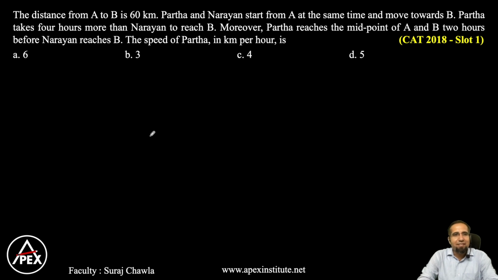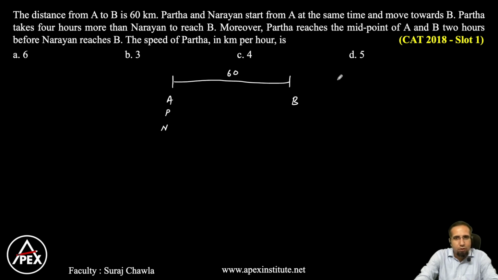Now, this question says the distance between A to B is 60 kilometers. So, let's understand it with the help of a number line. So, distance between A to B is 60 kilometers. Right. Now, Bharat and Narayan start from A at the same time and move towards B. So, I'm talking about A and I'm talking about B. Both of them start from A and move towards B. Clear? Bharat takes 4 hours more than Narayan to reach B.